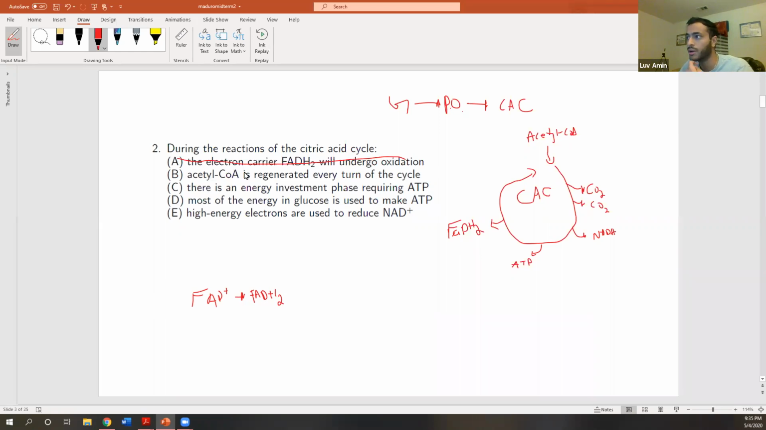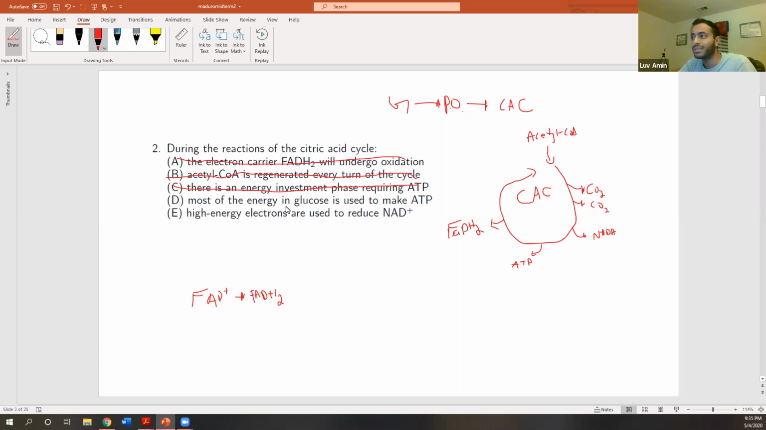B is saying acetyl-CoA is regenerated every turn of the cycle. It's going to be hard to regenerate it, because it's a 2-carbon chain that comes from the breakdown of glucose. If you're breaking it down into carbon dioxide, it's going to be hard to regenerate more carbons. So that's not going to work. C, there is an energy investment phase requiring ATP. That's not true because we know that it actually releases ATP.